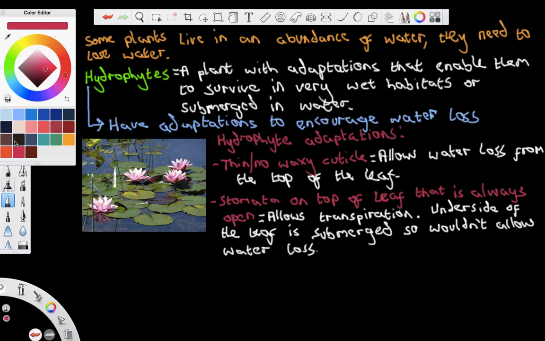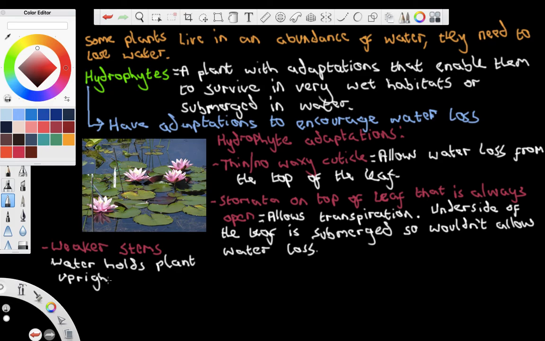The next adaptation that hydrophytes tend to have is weaker stems. If you think about it, because they're submerged in water, the water simply holds the plant up, whereas if you're not in water, you need a stem to keep the plant held upright. But because they're in water, they don't rely on the stem to do this, the water does it. The buoyancy of the plant holds it up. So we can just put underneath this one, water holds plant upright. So they don't rely on a stem to do this, the water does it for them.